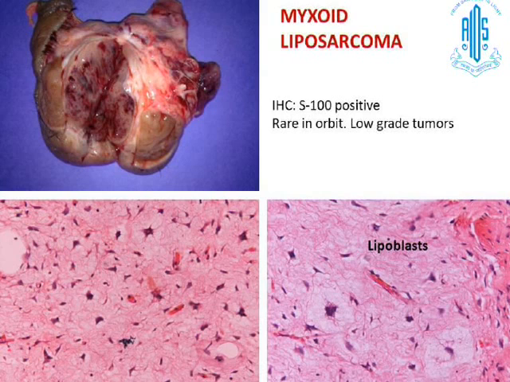These are lipoblasts, which are characteristic of liposarcoma. So once you have these cells in your H&E, it's characteristic of liposarcoma, and since it was in a myxoid background, this was a myxoid liposarcoma. They are positive for S100.